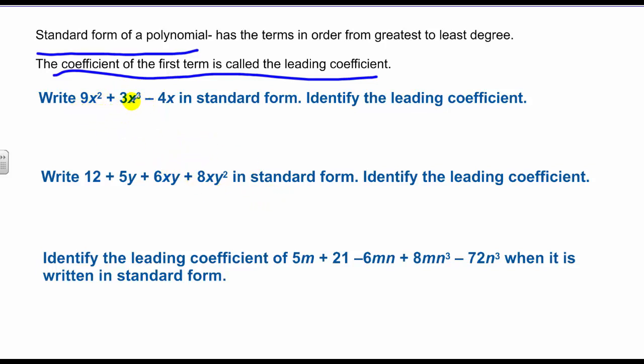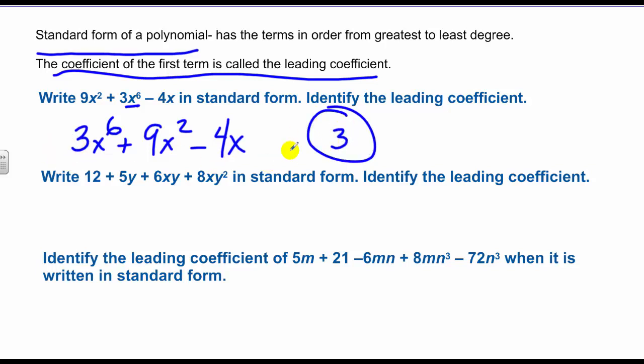Look at all the degrees. We see that x to the 6 has the highest degree, so this term should go first. X to the second has the next highest degree, so that term goes second. And finally, 4x has the smallest degree, that goes last. And we want to identify the leading coefficient. The leading coefficient in this case is 3.